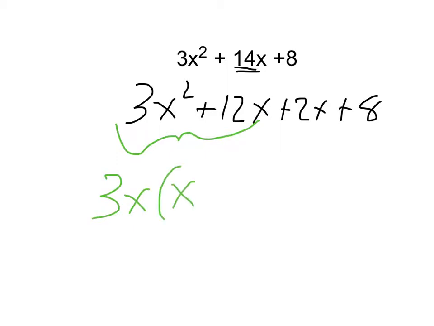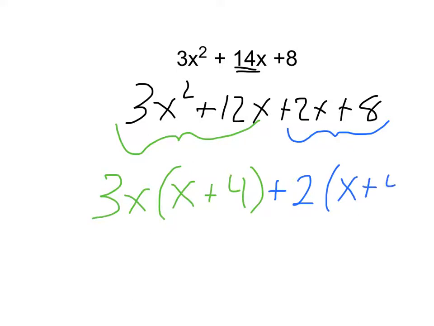3x times x is 3x squared. 3x times 4 is 12x. I can look at my next two. 2x plus 8. These have a greatest common factor of 2. That'll be 2 times x plus 4. And this is the important part.